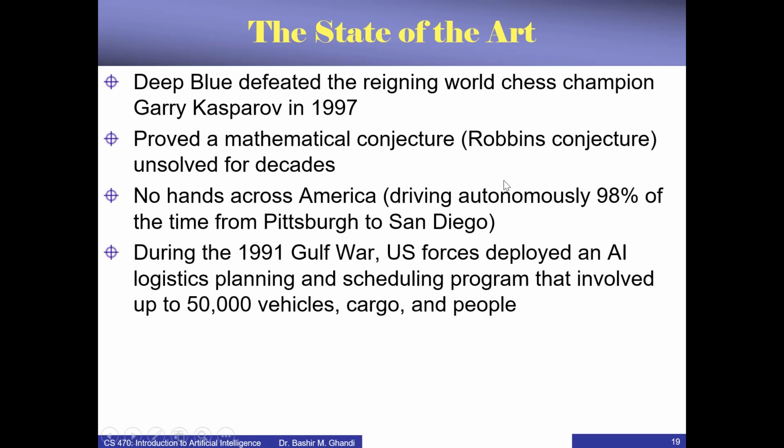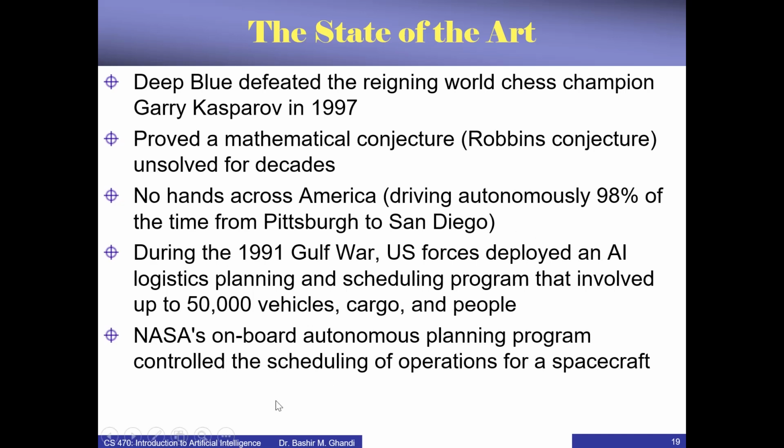Another big development was during the Gulf War in 1991, where the US forces deployed an AI logistics planning and scheduling program that involved up to 50,000 vehicles, cargoes, and people. And they were able to manage all of this successfully. It would have been much, much harder to plan that war without this AI system.